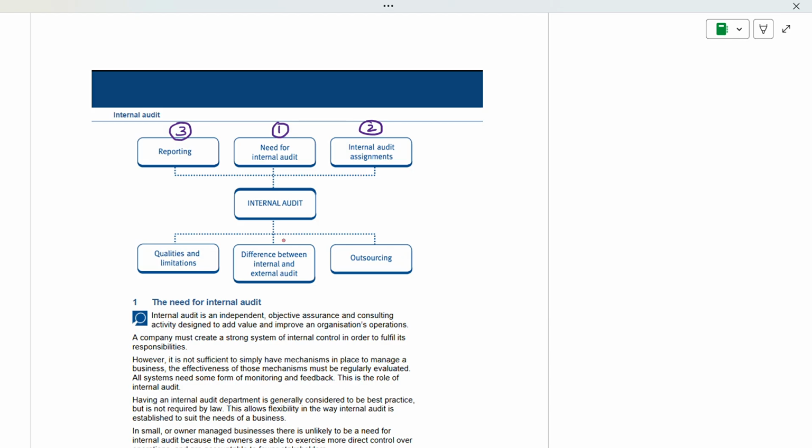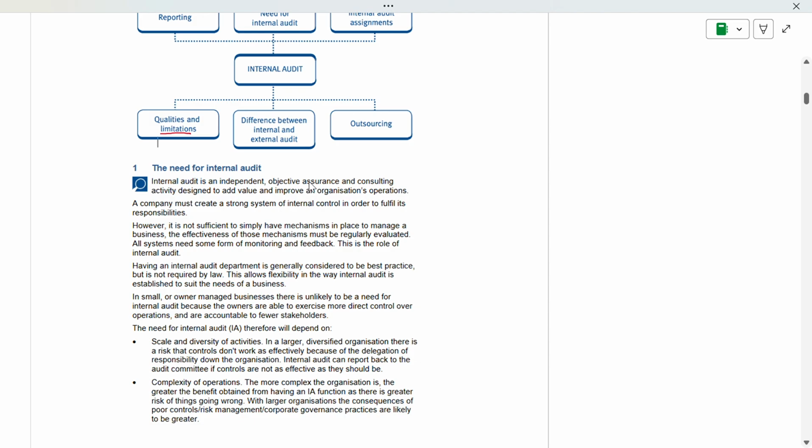Now, internal audit, what is the concept? They may ask the difference between internal audit and external audit. Why do people outsource? It is happening now. People outsource internal audit to make it cost effective. And what are the qualities and limitations of internal audit? Focus on just two words till the end of this chapter.